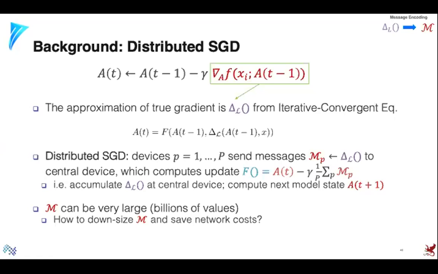Each device simply computes the gradient on its samples and sums them into a message, m sub p, and the central device aggregates all the different m sub p messages. Let's say it's 10 machines, so it's m sub 1 to m sub 10, and then performs the SGD update f centrally.